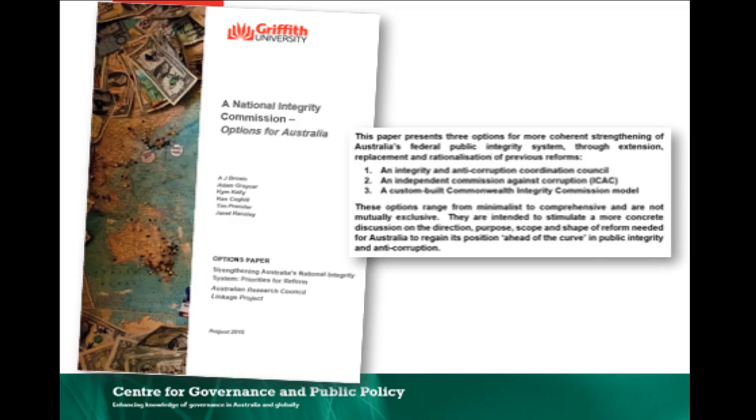What I wanted to do today was to share with you the newly released set of options for a Commonwealth Integrity Commission or a National Integrity Commission or a federal anti-corruption body or what's sometimes called a federal ICAC, Independent Commission Against Corruption, in order to give you some insights into the range of options that we actually have as a country for how we might strengthen our integrity systems, particularly in relation to our federal level of government.